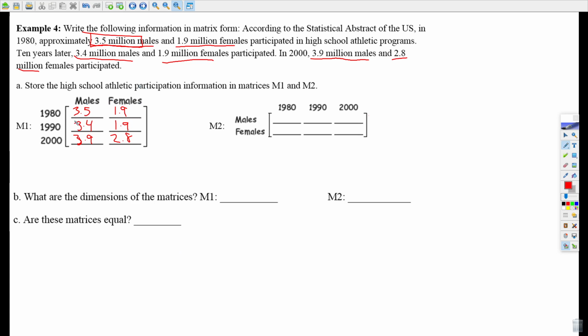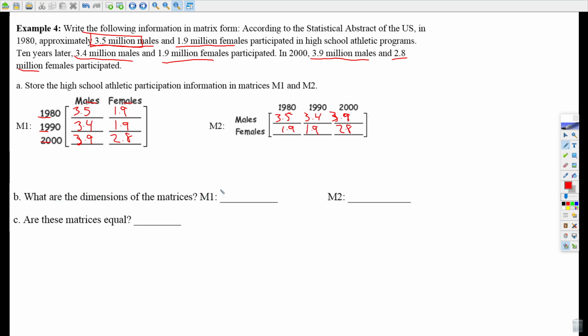So it could be written this way, with the years being your rows and gender being the columns. And then you can also switch it around. What if we had it this way? That'd be just as fine. We can just have the information displayed a little differently. Otherwise, we can basically copy everything over. So we can do 3.5, 3.4, 3.9, which displays the same kind of information, and then 1.9, 1.9, and 2.8.